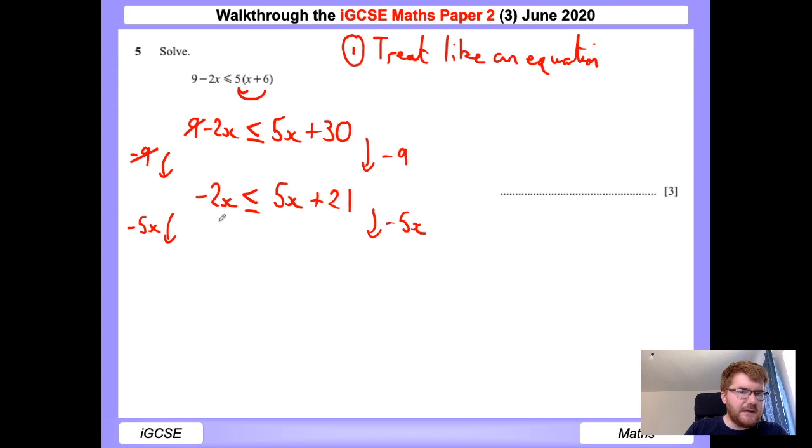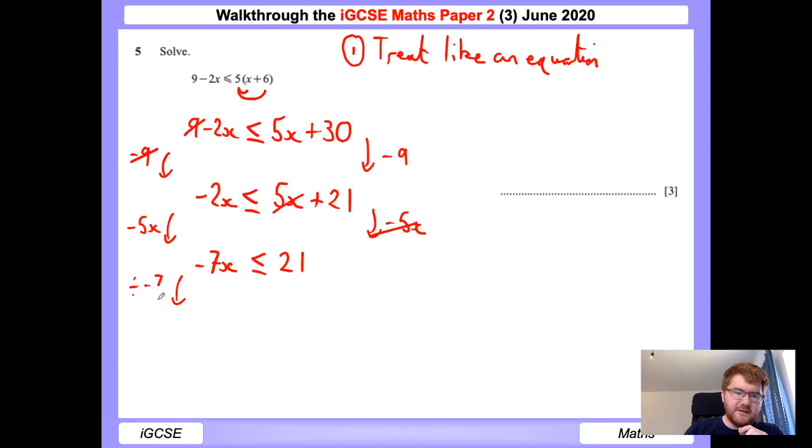So minus 2x minus 5x is minus 7x. Make sure you're happy with that. Less than or equal to. These cancelled. This was the point of the operation. And now we're left with 21. So far we've treated it like an equation, but we have to be careful when we divide by a negative.